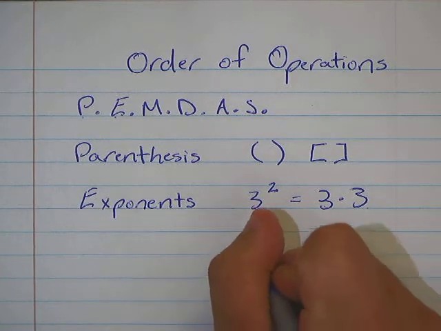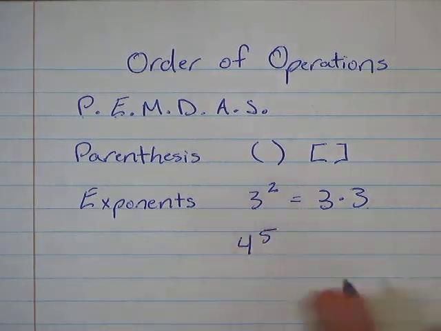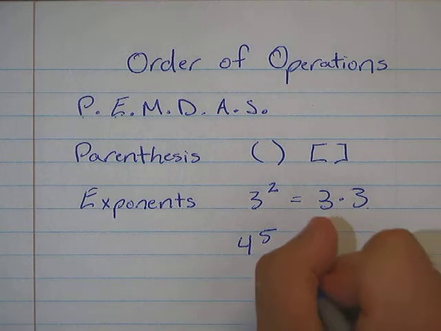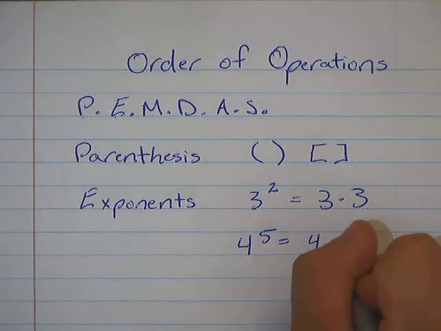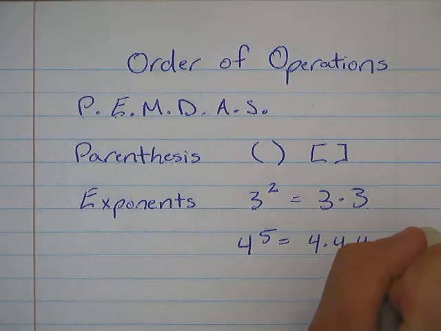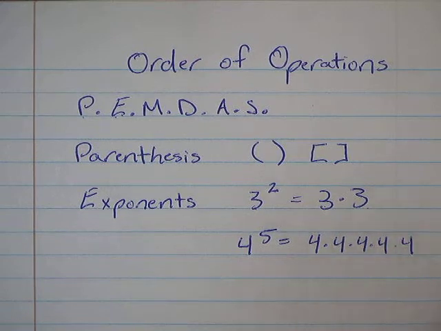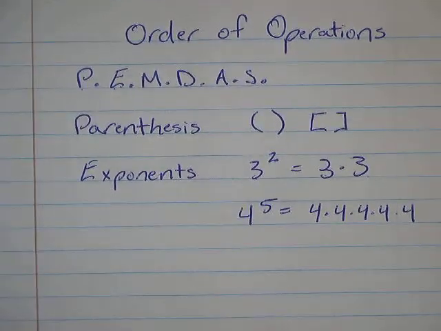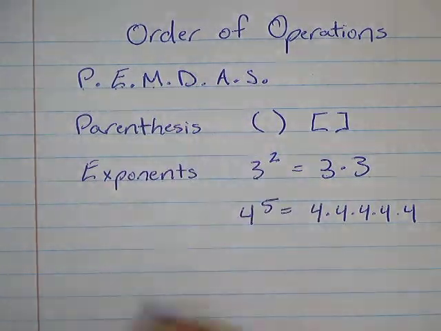One more example just to make sure we're all on the same page. If I see 4 to the 5th power, that means I'm going to take the number 4 and multiply it by itself 5 times. Now thankfully we're going to have a calculator to help us out with some of those bigger ones like that. Okay.